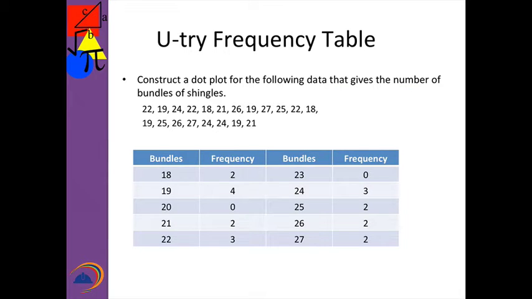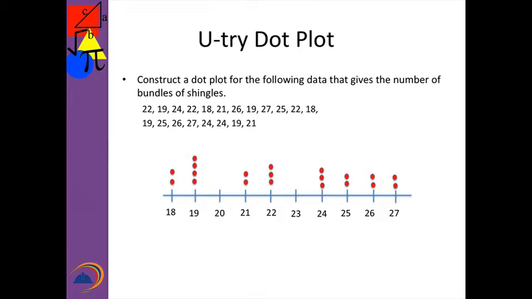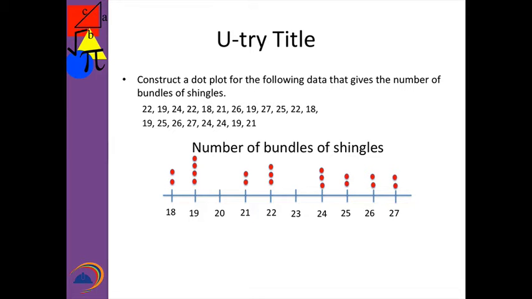Welcome back. Let's see how you did. All right, here are my dot plots. Notice 20 and 23 had none, so we didn't put any. So I put the dots on there. I've got a nicely spaced x-axis or horizontal axis. All right, and now put a title on it. I'll meet you back here in a minute. Welcome back. Let's check. I put number of bundles of shingles. As long as you had something similar to that, that's fine.